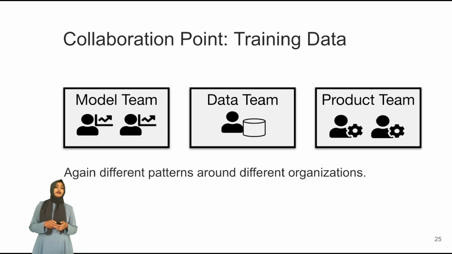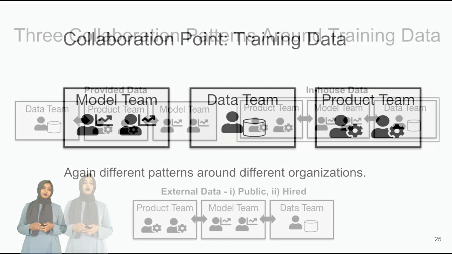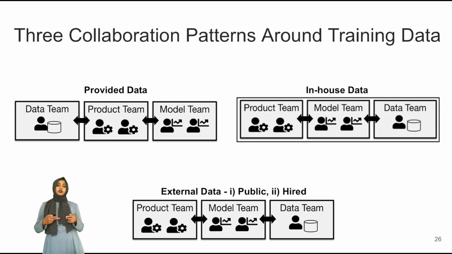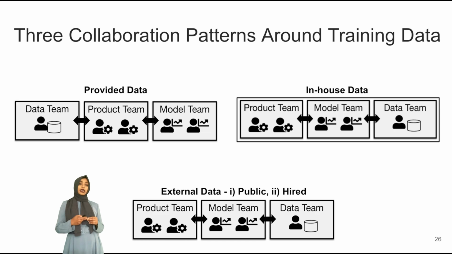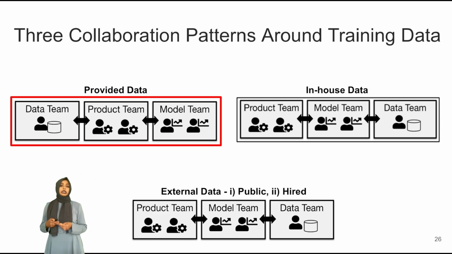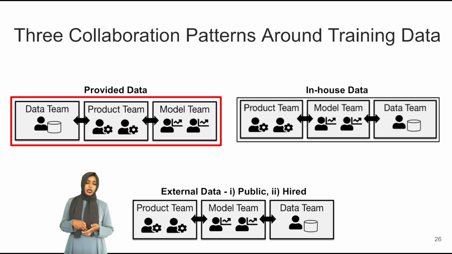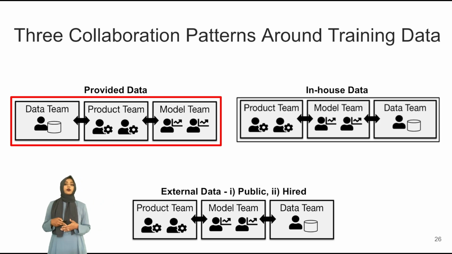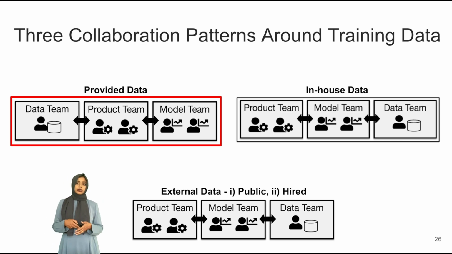We again found different patterns across different organizations. Let's see the patterns. There are three patterns around training data based on the data source: provided data, in-house data, and external data. In the organizations using provided data, the product team is responsible for providing data to the model team. The model team does not communicate with the data team directly. They communicate with the product team, who helps them get the data.